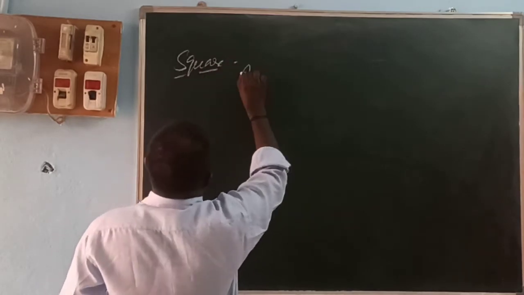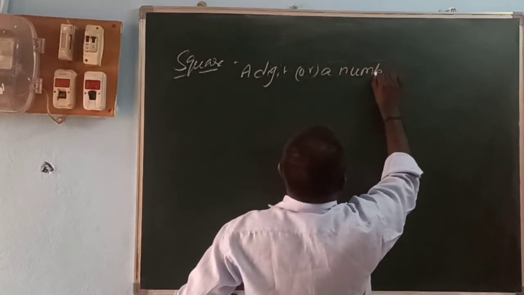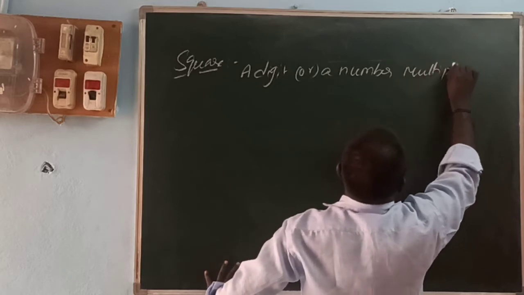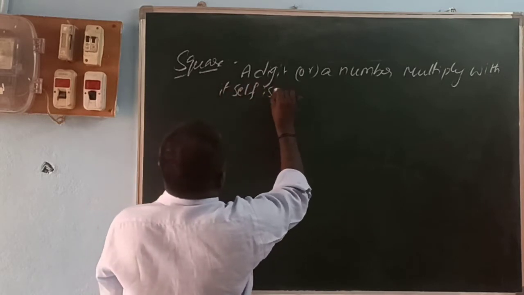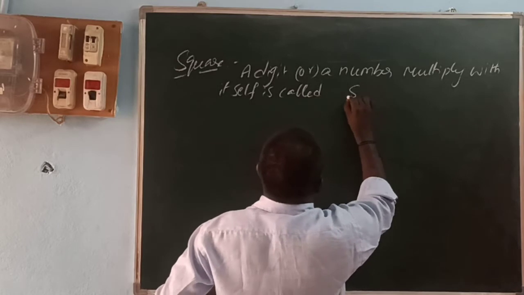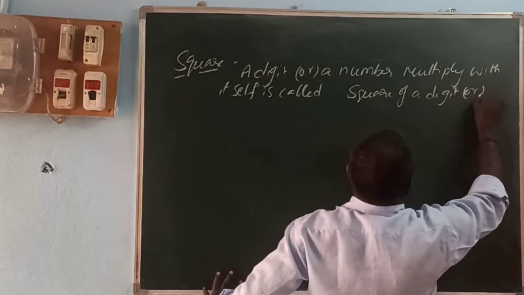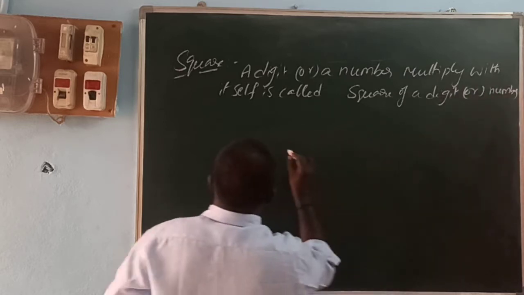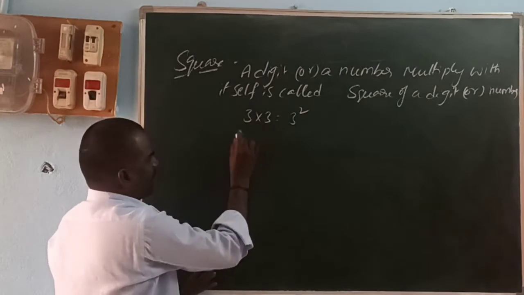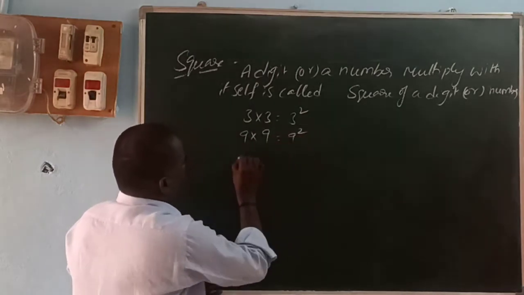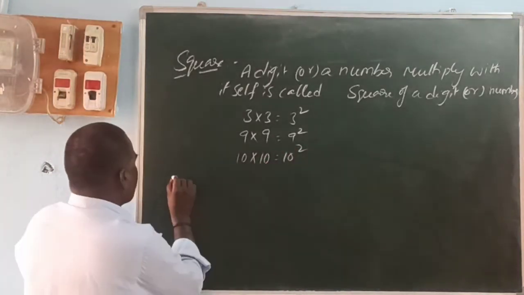Square means a digit or a number multiplied with itself is called the square of a digit or a number. For example, 3 into 3, that is 3 square. 3 is multiplied with 3. 9 into 9, 9 square. 10 into 10, 10 square. This is the square. Okay, perfect square.